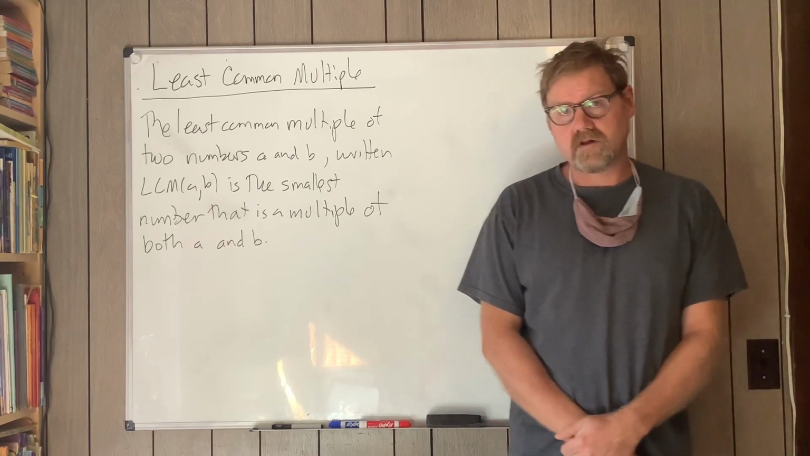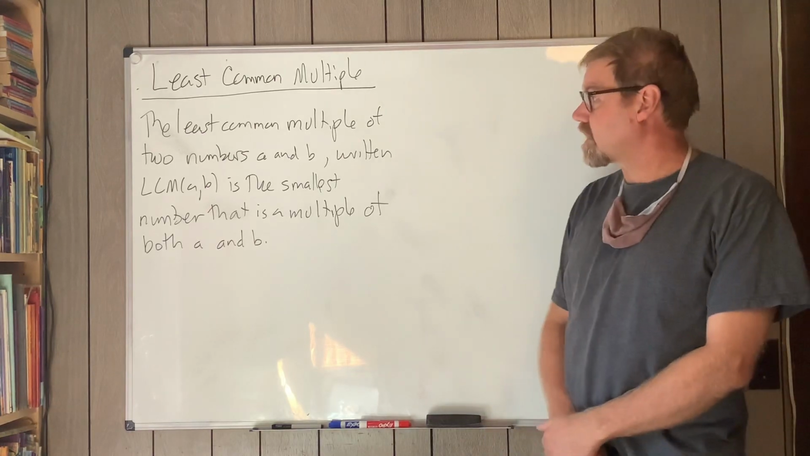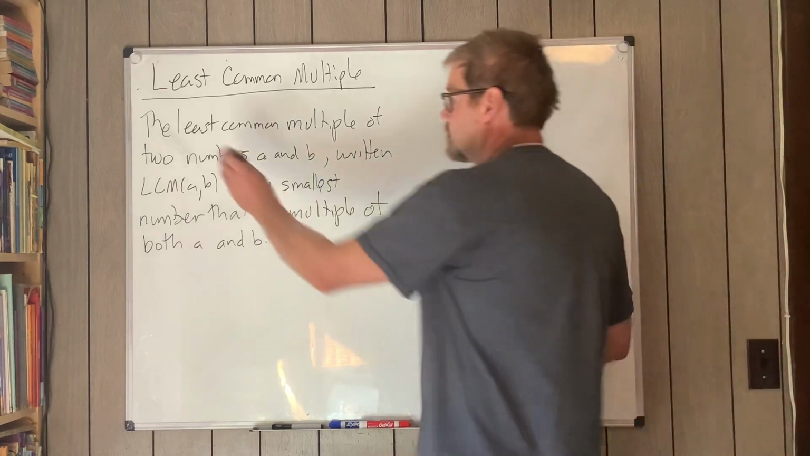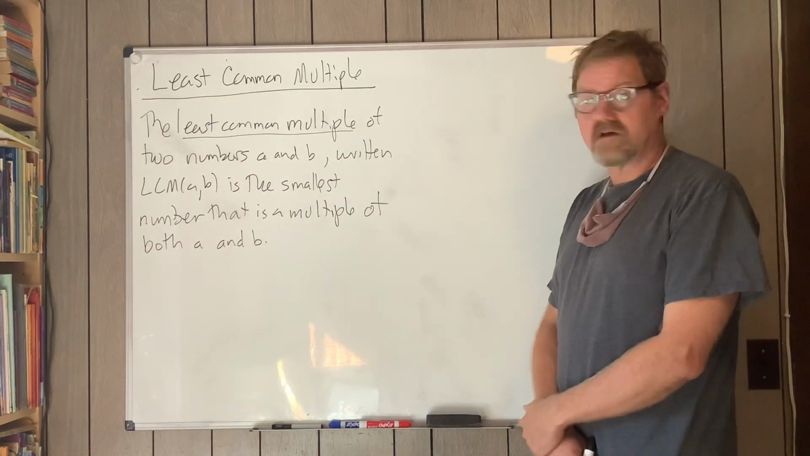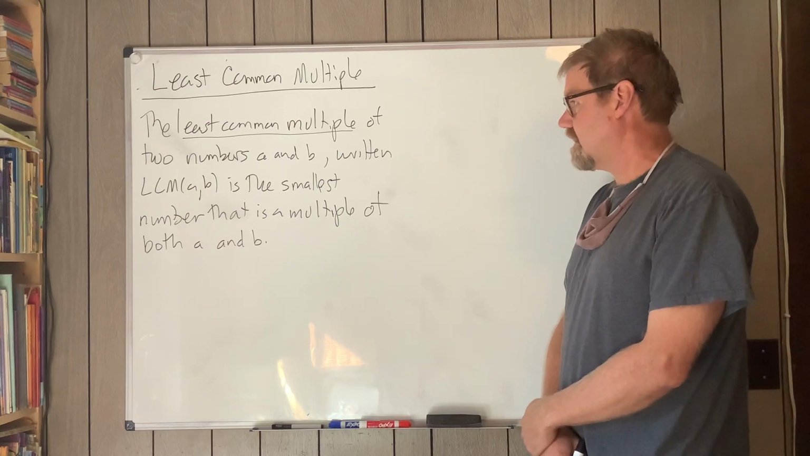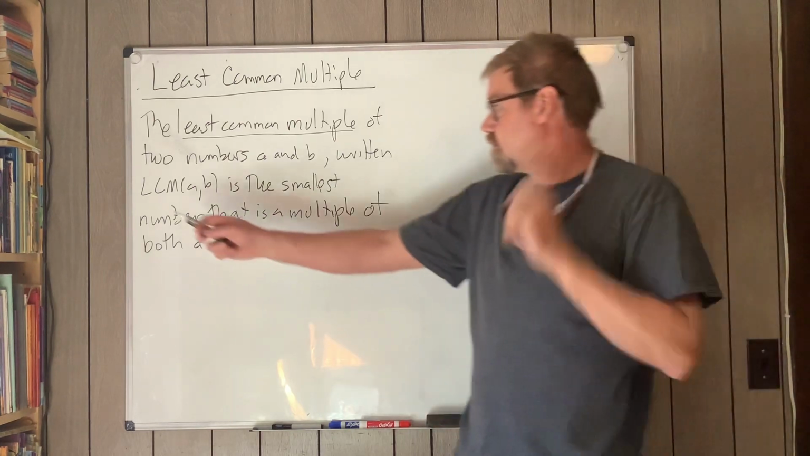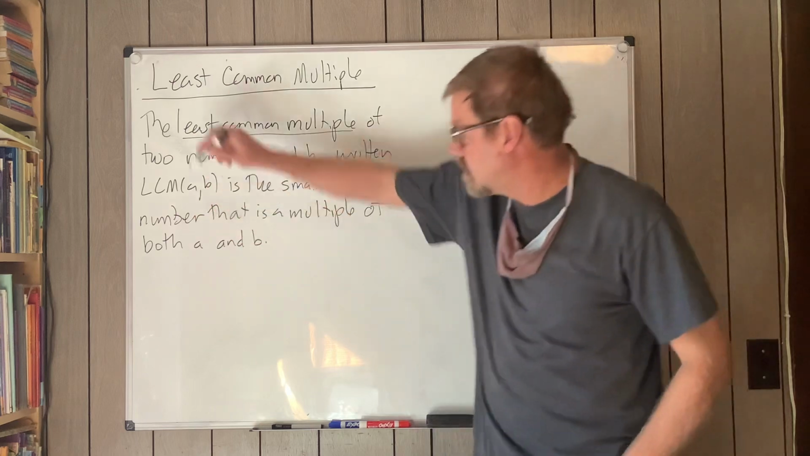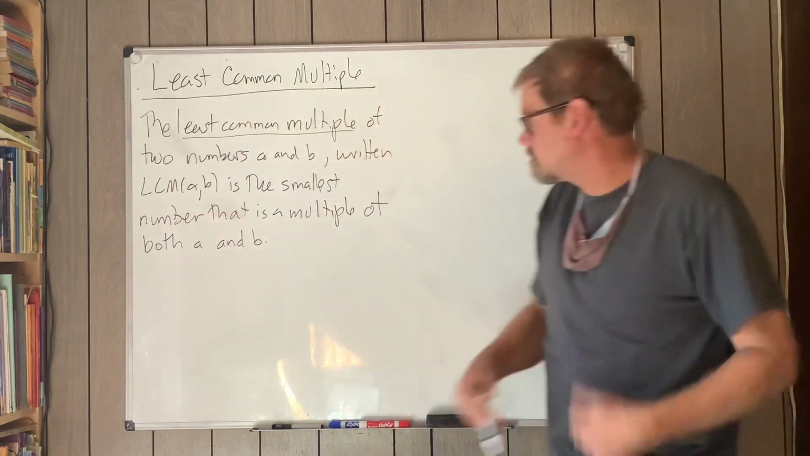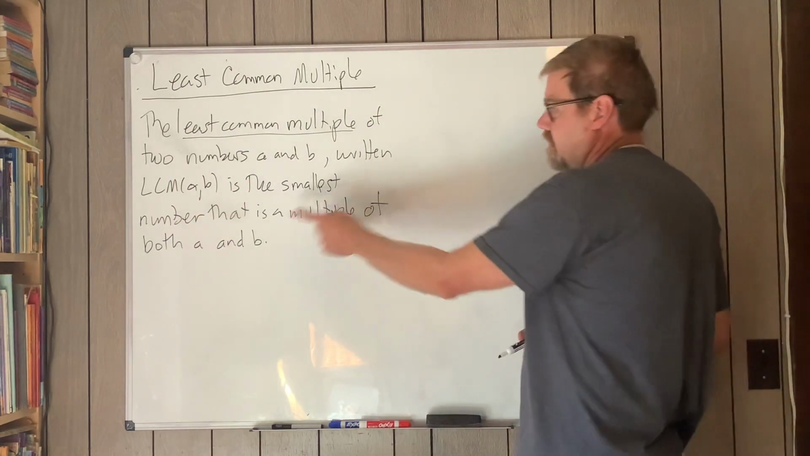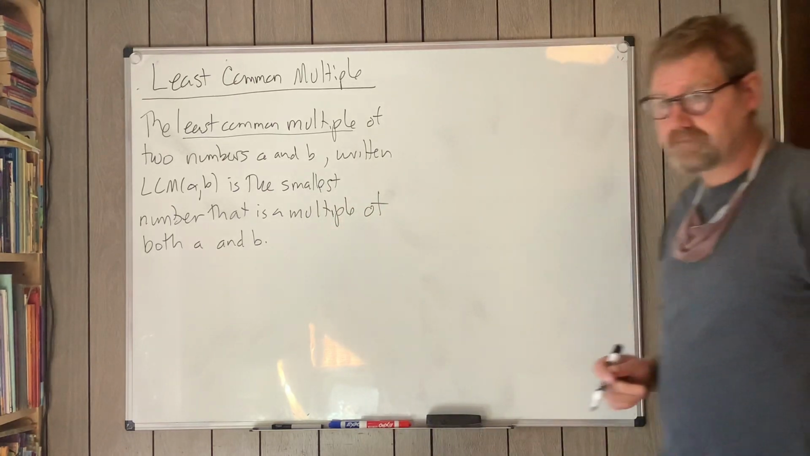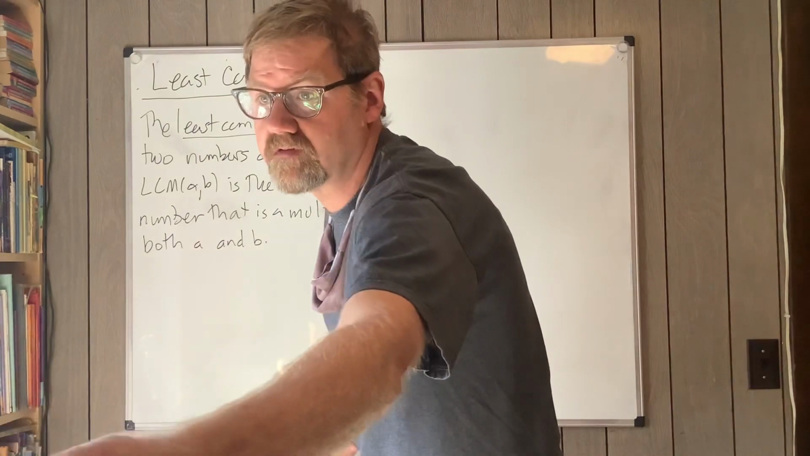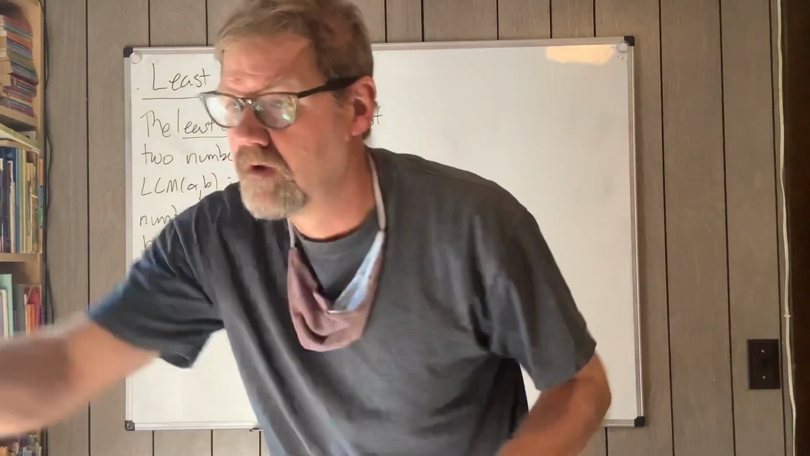So this is on the least common multiple. Just to get started, this is the definition of things. The least common multiple of two numbers a and b, which we write as LCM(a, b), is kind of what it says, right? It's the smallest number that is a multiple of both a and b. All right, so let's see some examples.